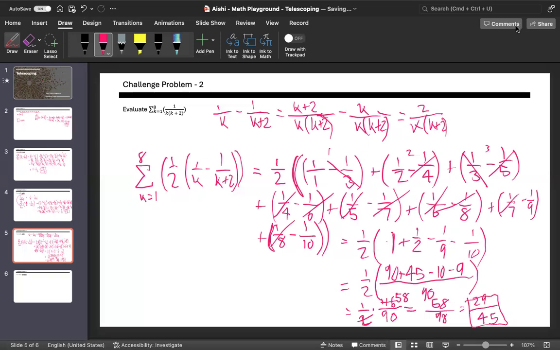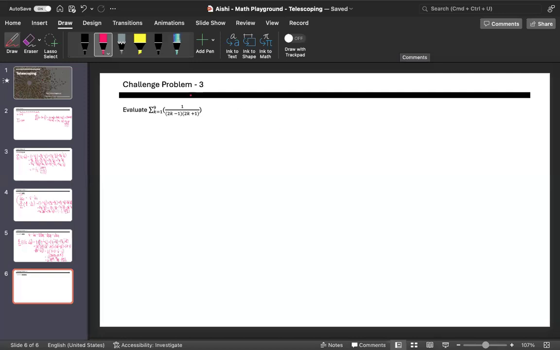Not too challenging. Last one, and we're done for today. Okay, and last problem. So, evaluate sigma of 1 by 2k minus 1 times 2k plus 1. The least value of k is 1 and the greatest value of k is 9.